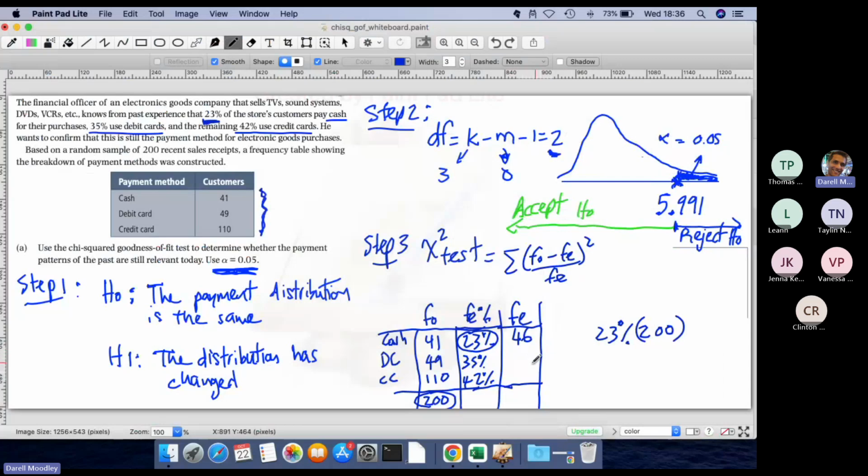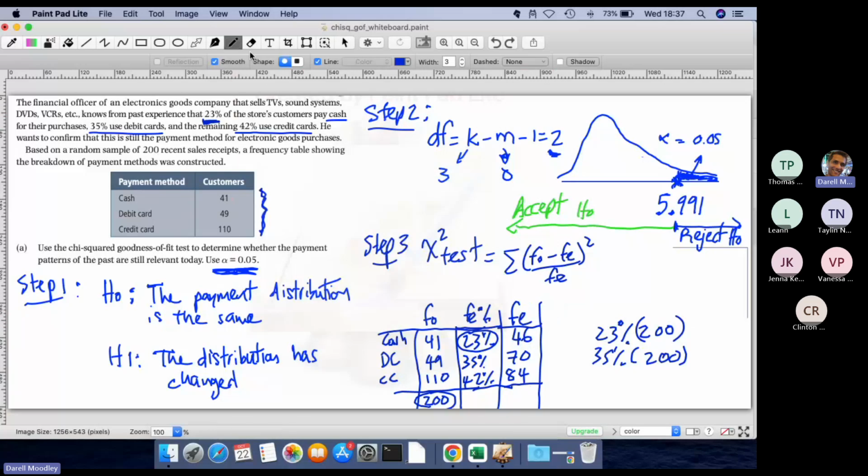In the same way, if you expect 35% to pay by debit card, then 35% times 200 is what you're going to get for your expected frequency for debit card. The value there is 70. And in the same way, it'll be 42% times 200 for credit card, which is 84. So now you've got your expected frequency.